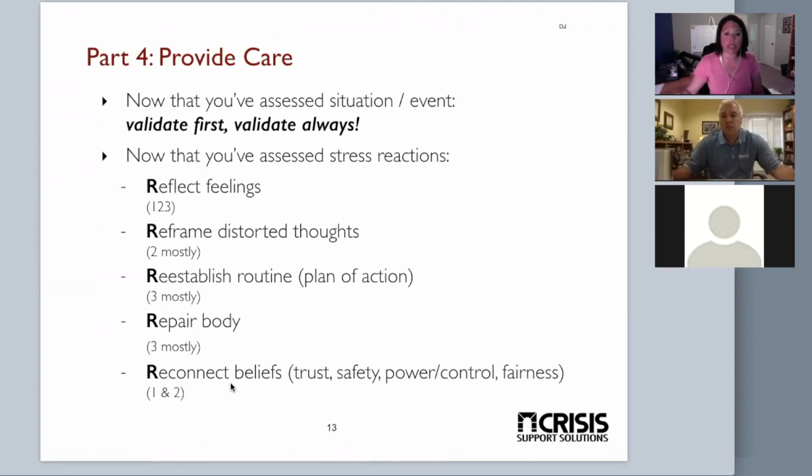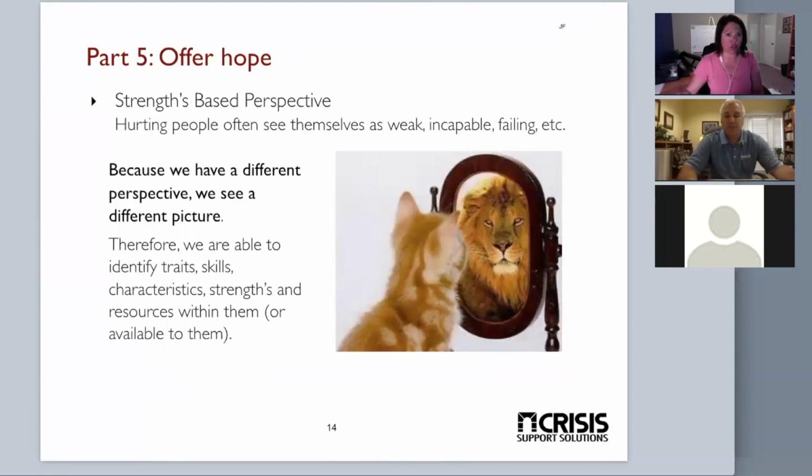So it says reconnect beliefs. You can also use the word restore belief, help them restore beliefs as well. I know that's a lot. This is most of the work. These two slides coming up are most of the work that you're going to be doing in the active helping part. But again, this is just an overview.